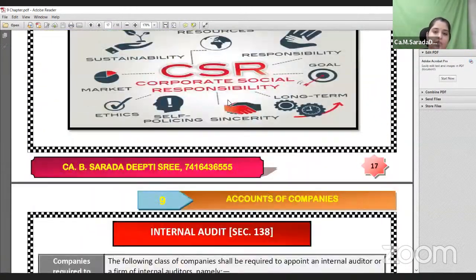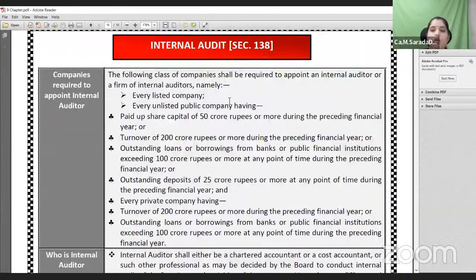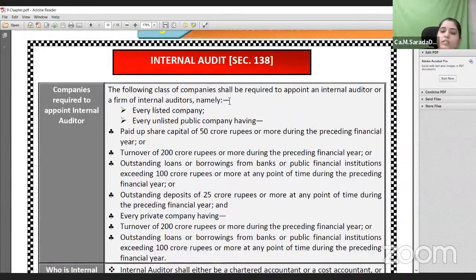Next one, the last one for this particular topic, is internal audit. For every company, there are two types of audits: internal audit and external statutory audit. Internal audit is very important. The company generally appoints an internal auditor to check and verify whether the company is properly maintaining books of accounts at regular intervals of time, and whether the company is preparing the books according to the accounting standards and rules and regulations applicable to such companies.